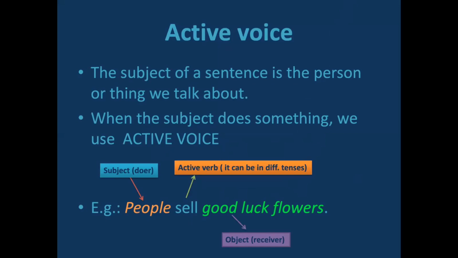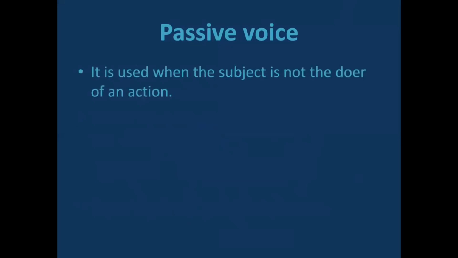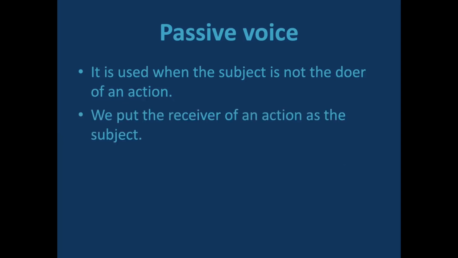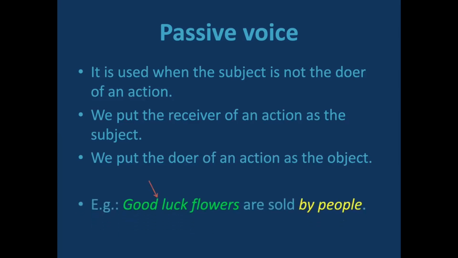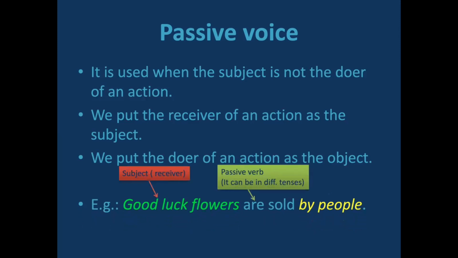Now, let's take a look at what's going to happen when we change it to passive voice. When passive voice is used, it means the subject is not the doer of an action. We put the receiver of the action as the subject, and we put the doer of an action as the object. Good luck flowers are sold by people. So you see what's going on here. The subject and the object are interchanged.